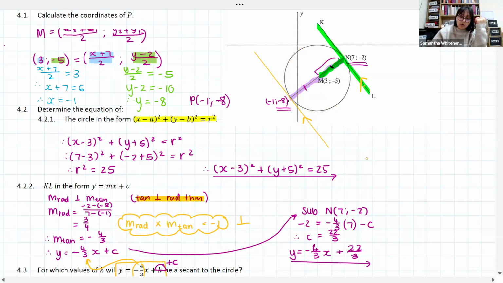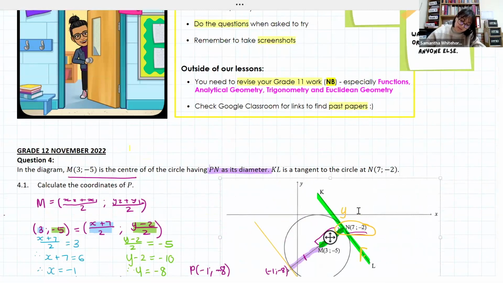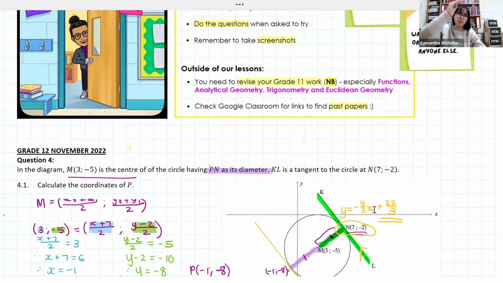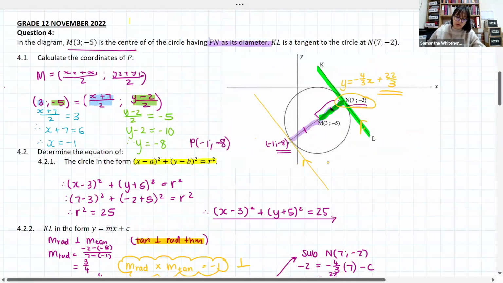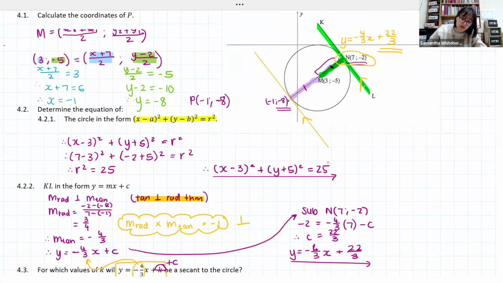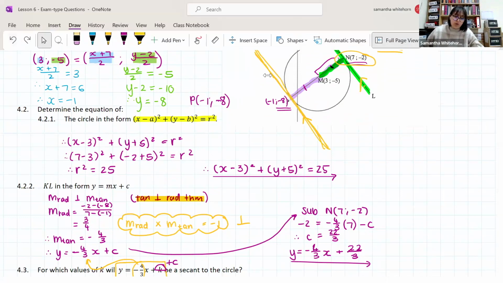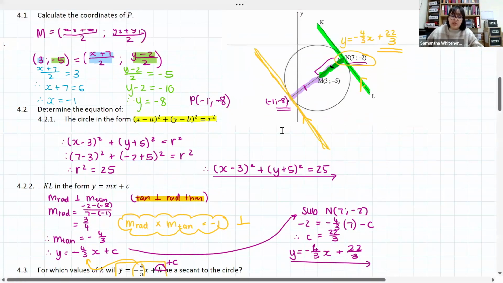Now, I already know what the c value of the straight line is. Remember, we've worked out that this is y is equal to -4/3x plus 22/3. So we already know that one extreme of the tangent bounds. I now need to figure out what this tangent's c value would be so that I can figure out what range of k we can potentially have.